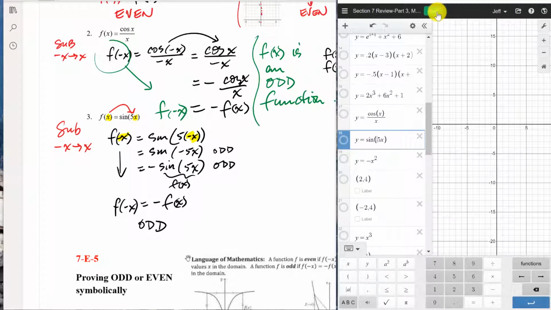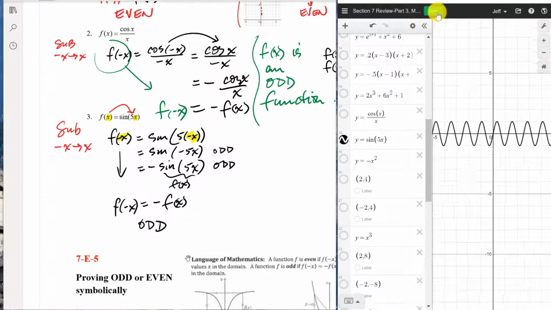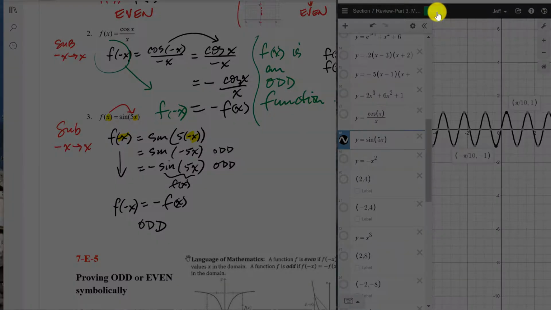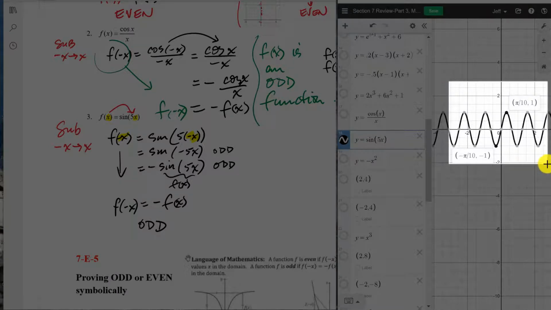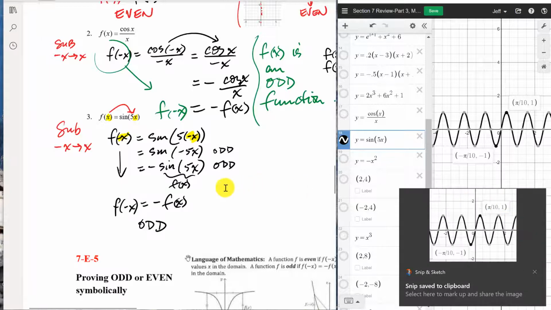Let's modify it, so the sine of 5x here. Let's turn the function on. Okay, and notice that pi tenths comma 1. If you rotate it 180 degrees, you get negative pi tenths comma negative 1. And that, my friends, is a definition of an odd function because it has rotational symmetry about the origin, rotational symmetry of 180 degrees.